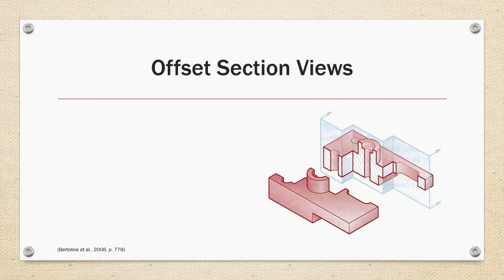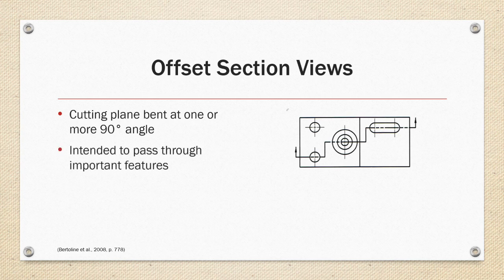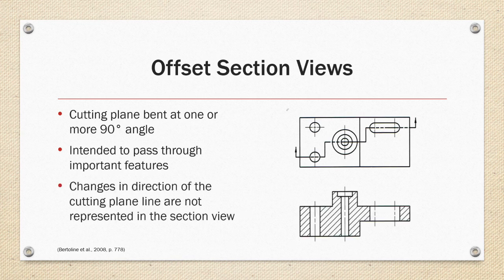Offset section views. They use a cutting plane bent at one or more 90-degree angles. It's intended to pass through important features. So on the right, in the example, the cutting plane has two bends in it so that it can describe the hole pattern, cylindrical feature, and the slot. The changes in direction of the cutting plane line are not represented in the section view, as you can see on the right.